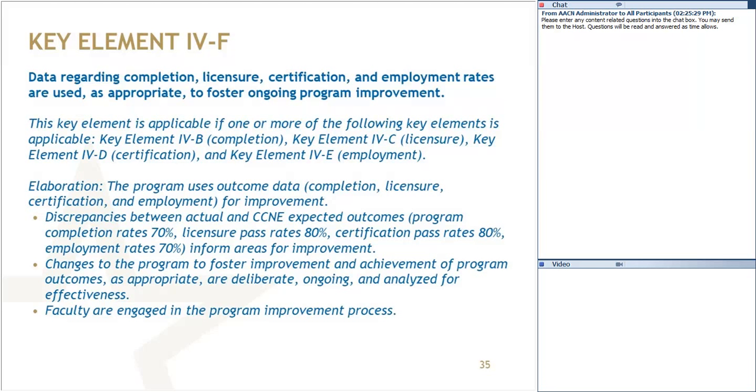If there's not any data for any of these key elements, then key element 4F would not be applicable to your program. But if you have, for example, a student who has graduated, so you have a completer, but maybe that person hasn't sat for licensure yet, and maybe you didn't prepare them for certification, and it's not been 12 months out, then you still would have to talk about your completion rates, but you wouldn't have to talk about those other key elements because, of course, they don't apply to your particular situation.